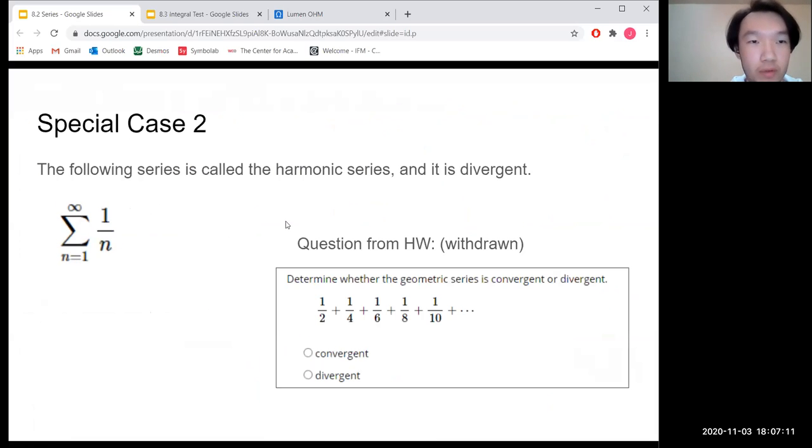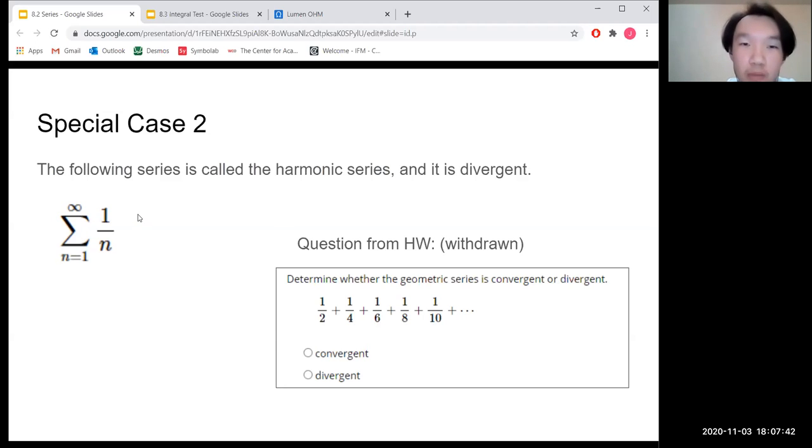Okay, so next special case. This one, we're not going to spend any time at all on this. So this is the harmonic series, which is summation of 1 over n. If you were just to write down the terms for this series, it's 1 over 1 plus 1 over 2 plus 1 over 3 plus 1 over 4 and so on and so on. Turns out it's divergent, okay? We're not going to see why it's divergent because it's not important, but this is a divergent series.